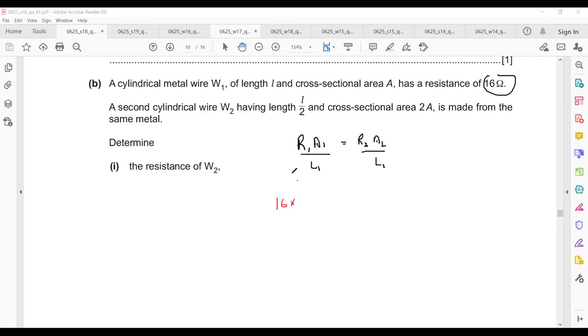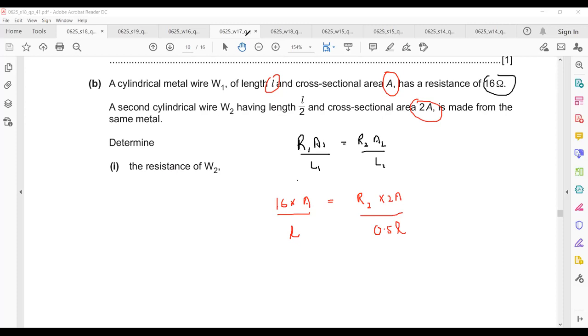A1, the area of the first one, is given as A. So 16 multiplied by A. The length of the first one is L, so I will write L. The resistance of the second wire, we don't know. The area of the second wire is 2A, and the length is L by 2. L by 2, I can write as 0.5L. That's the same thing, because L by 2 has the same meaning as 0.5.